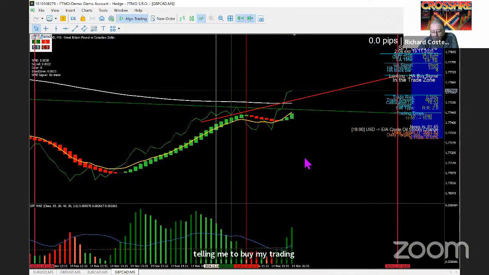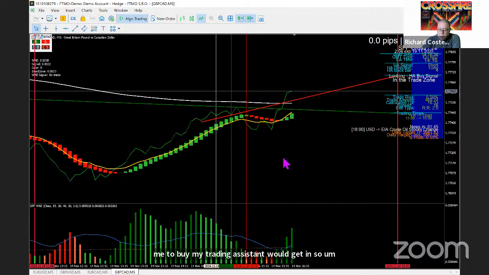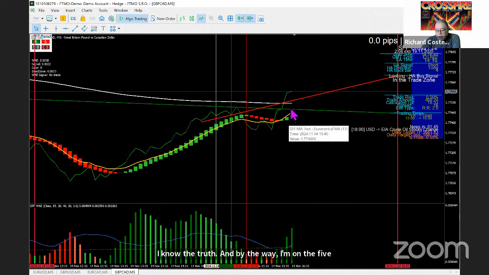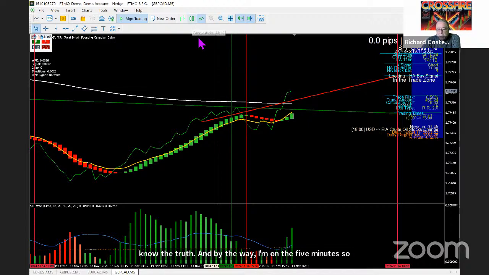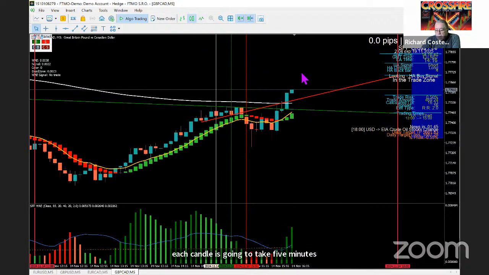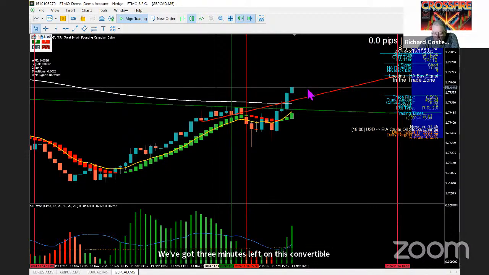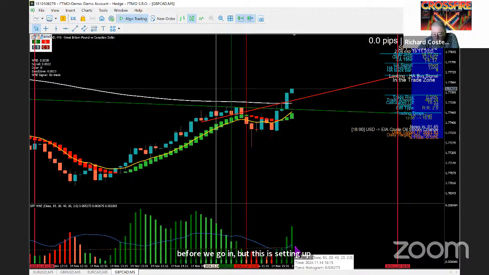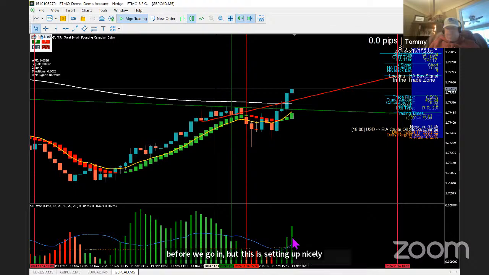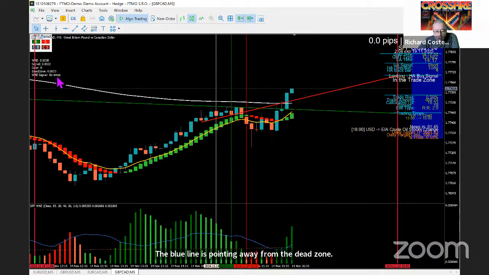It's a quarter past. I don't think it's worth me sitting and watching this because it could take another trip. And by the way, I'm on the 5 minutes, so each candle is going to take 5 minutes. We've got 3 minutes left on this candle, and we probably need another candle before we get in. But this is setting up nicely. The blue line is pointing away from the dead zone. The histogram is above the blue line. It hasn't changed to long, but price is heading in the right direction.